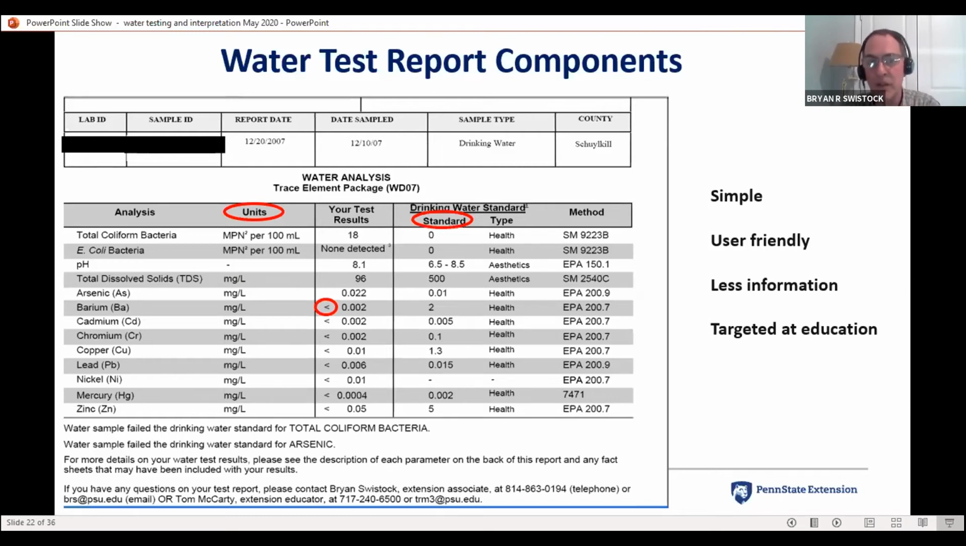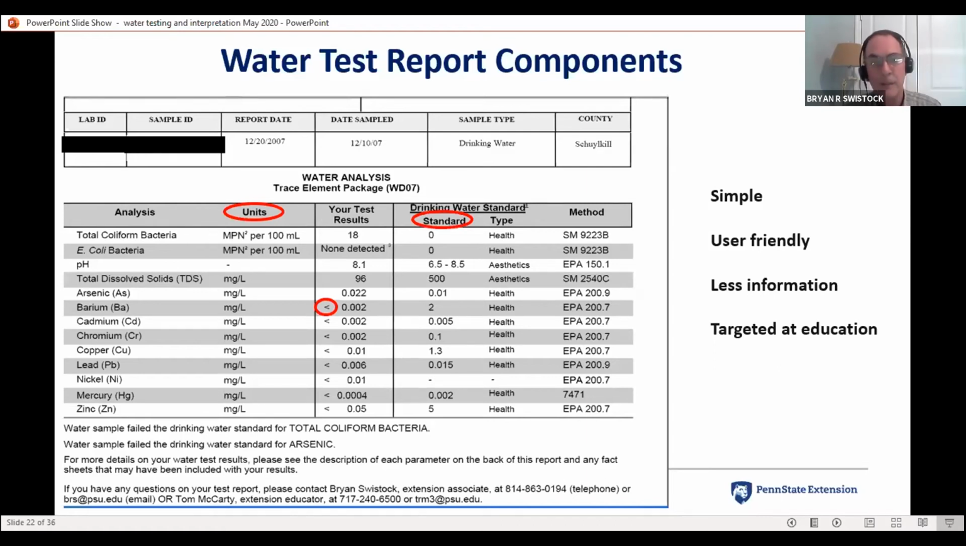Right next to the results are the drinking water standards. And again, because it's our objective to make these as understandable as possible, we put the drinking water standard right next to the water test result. So all you have to do is compare the third and the fourth column. My bacteria was 18, the drinking water standard is 0. I've got a problem with that, it's too high. And even right next to that, it tells me, is it a health standard or an aesthetic standard? So I know I've got a health concern with bacteria right off the bat.